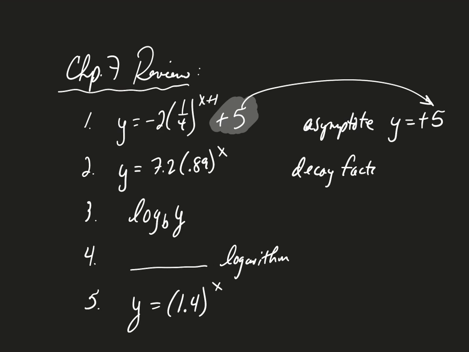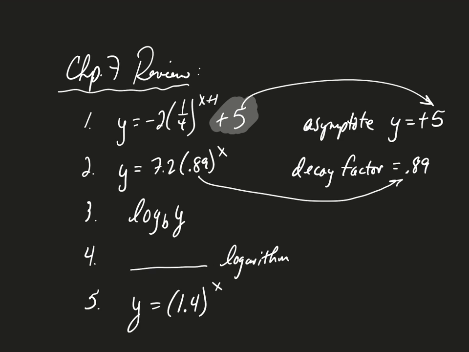And this isn't something we talk too much about, but it's just the idea that whatever number is being raised to a power is how much something gets decreased by in an exponential decay problem. And so that's going to be the 0.89. So the decay factor is 0.89.